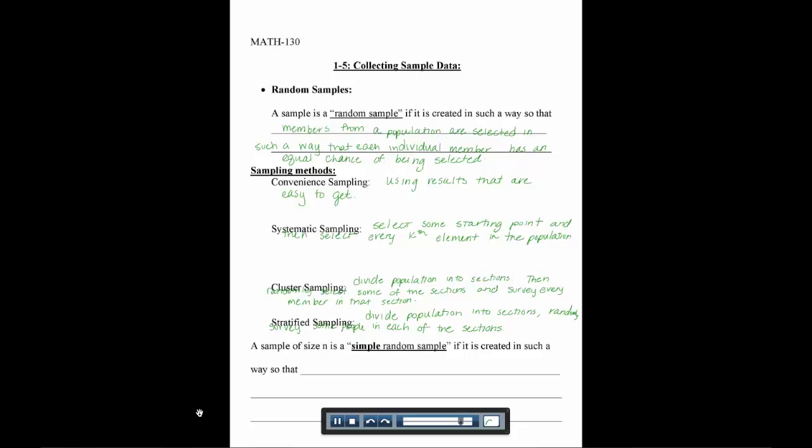And then one more definition. So a sample of size n is a simple random sample if it is created in such a way that every possible sample of size n has the same chance of being selected. Okay, so this is a little different than a random sample. A random sample, each individual person had the same chance of being selected. For the simple random sample here, we're saying each group has to have the same probability.